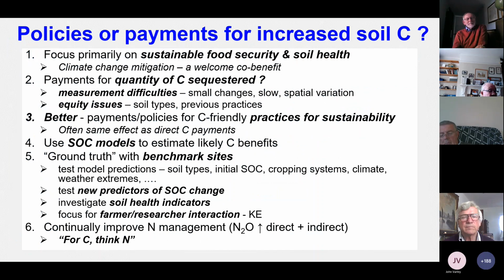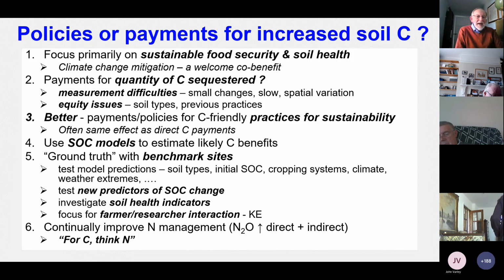Okay, so my final points really are in the context of thinking about payments for soil carbon. In terms of soil carbon, I think now climate change is enormously important. No question about that. But within agriculture, I think the focus needs to be primarily on sustainable food security and soil health. I know the word sustainable is overused, a bit hackneyed, but I want my grandchildren and the grandchildren of my friends in Kenya and India and everywhere else to have food available for them. They don't at the moment in many cases. So the ability to keep using our soils to grow food, it seems to me, is an enormous priority.